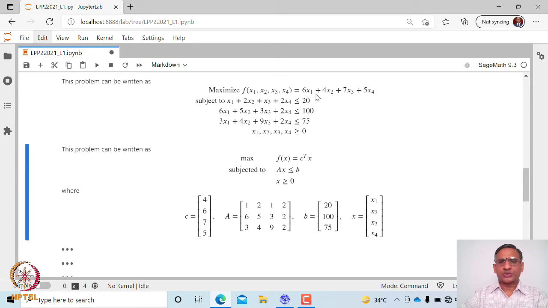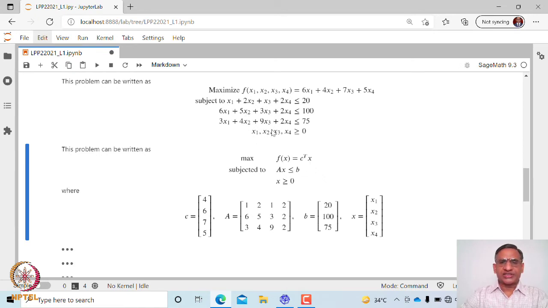For example, this 6x1 plus 4x2 plus 7x3 plus 5x4, I can write this as C transpose X, where C is going to be a column vector, C1, C2, C3, C4. Here C1 is 6, C2 is 4, C3 is 7, and C4 is 5. And X will be the column vector x1, x2, x3, x4.